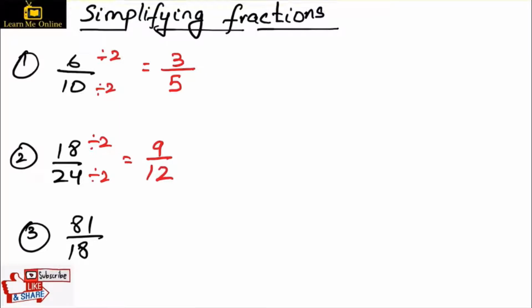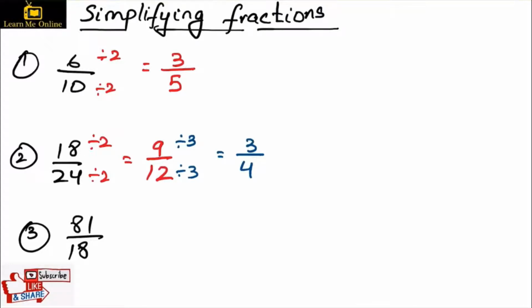We see, are we still able to simplify 9 and 12? Meaning, can we still divide both the top and the bottom by some number? So 9 and 12 both go in the 3 times table. We can divide the top and the bottom by 3. How many 3s make 9 would be 3, and how many 3s make 12 would be 4. We have 3 over 4 now, and 3 and 4 don't go in the same times table. So this is the simplified fraction.